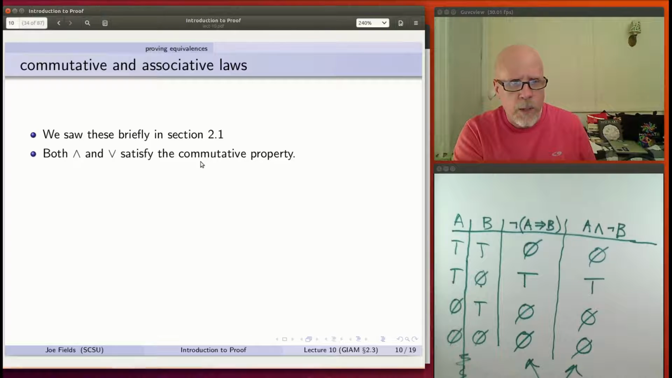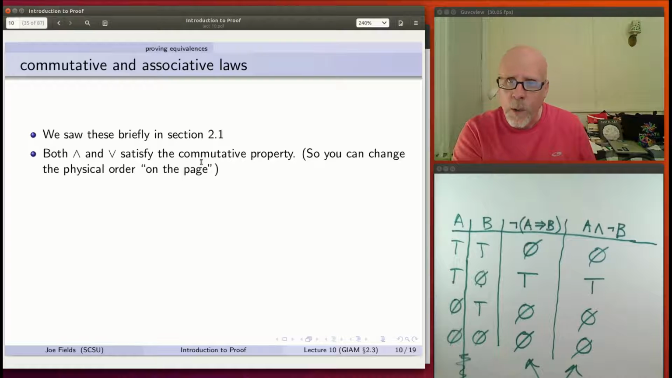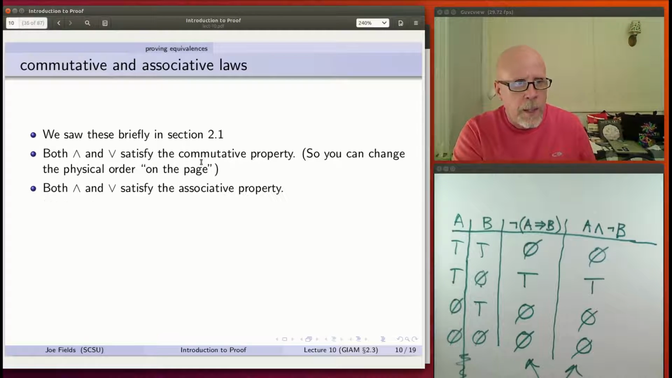Both and and or satisfy the commutative property. So I like to point this out. You can change the physical order on the page. A and B appear with A to the left, B to the right. You can just switch them. B then A. Also, and and or both satisfy the associative property.